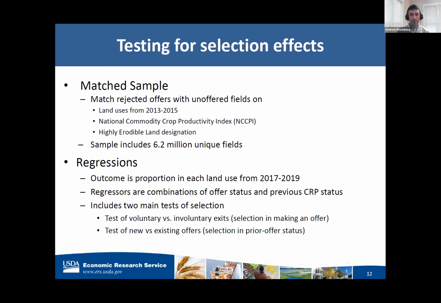And then using the sample, we test the outcomes of different land uses in terms of proportion of each of the land uses I've been discussing. We test how different combinations of previous CRP status and offer status predict these land uses. So if this is confusing at all, it'll be more clear when I look at the next slide.